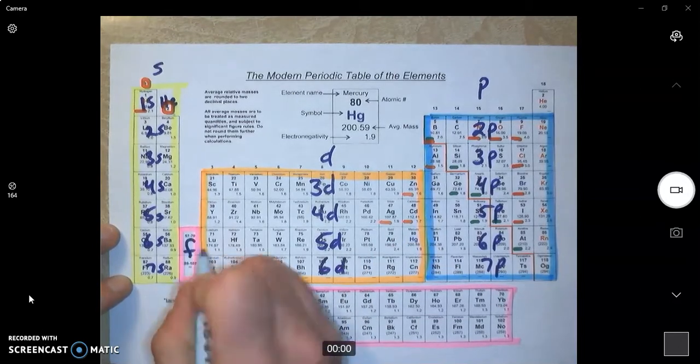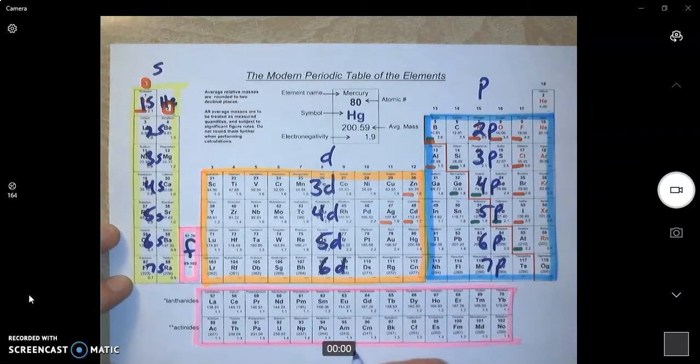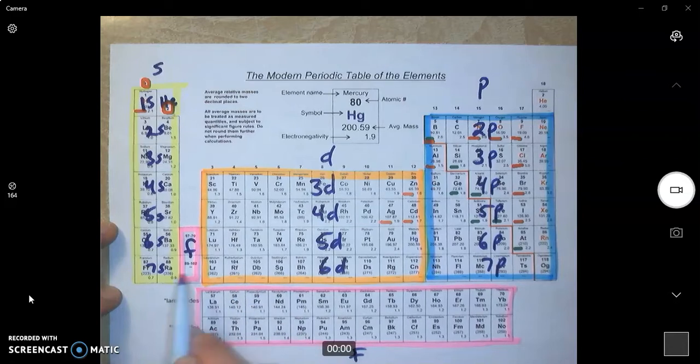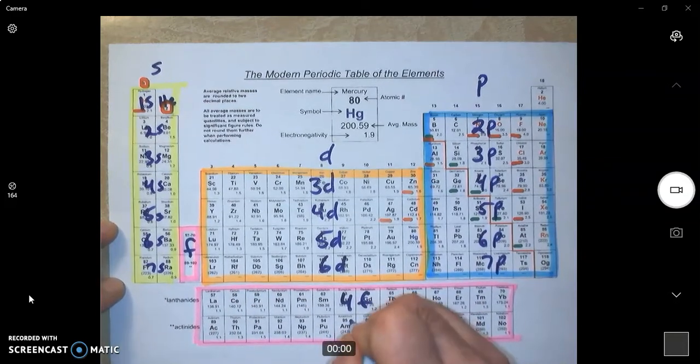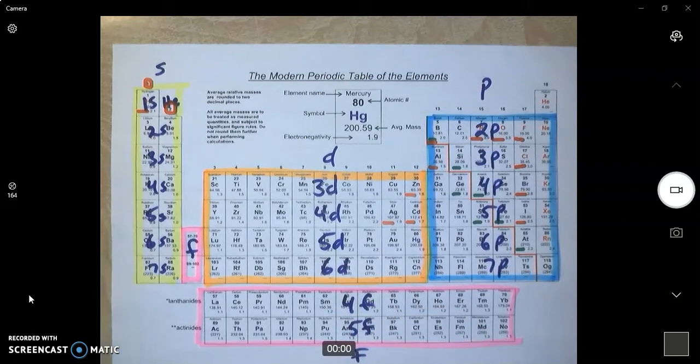And then we run into the F block. The F block is our lanthanides and actinides. In the 6th row, we're 2 behind the row number. This is going to be our 4f and our 5f. So, the main thing that I need you to process at this point is know where the blocks are.